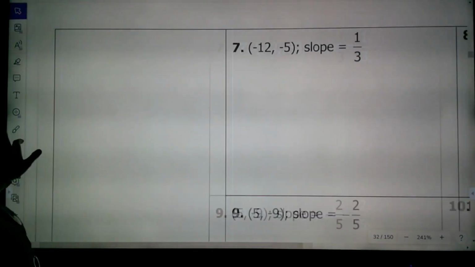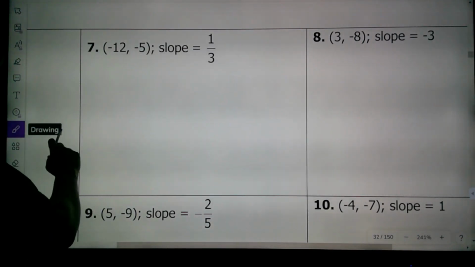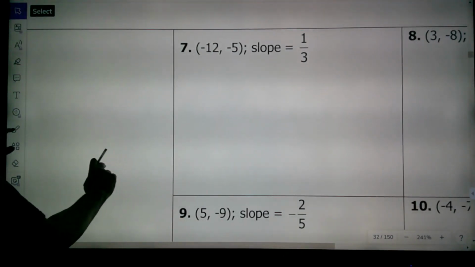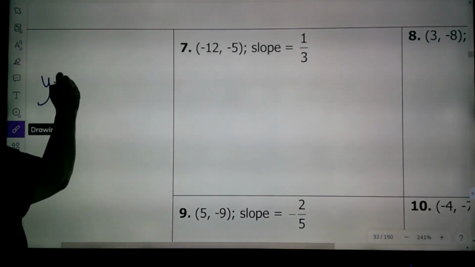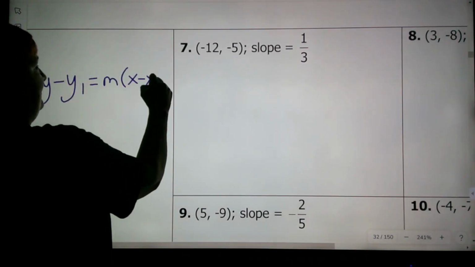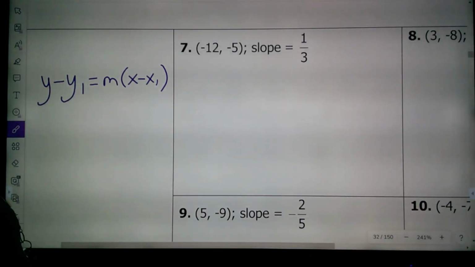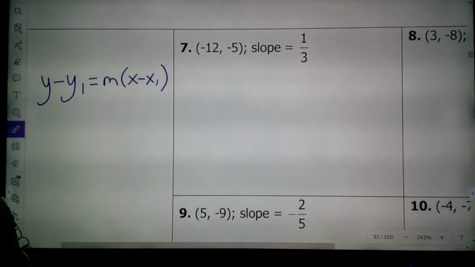Alright, 7. Let's do the formula again. I feel like you need it a few more times. y minus y1 equals m times x minus x1. At this point, it's tattooed on my brain. Most of the formulas are.